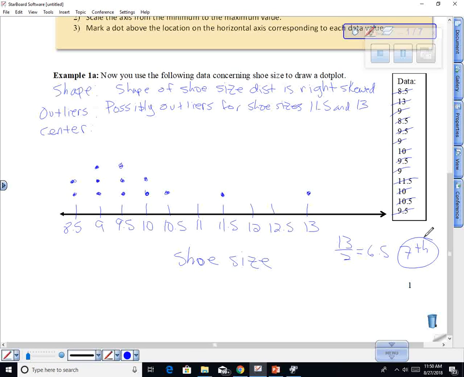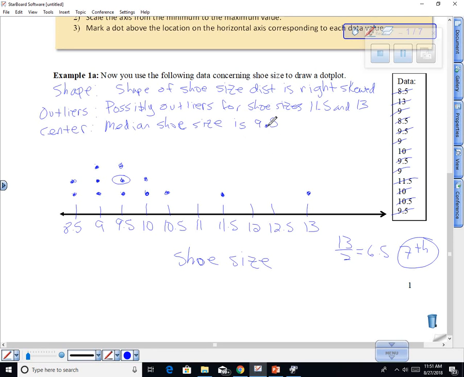Now if I had an even number, say 12, I'd divide by 2, I'd get 6, and I would average the 6th and 7th dots to find the center. We'll do a lot more of that in 1.3. But just for now, we know it's the 7th dot. So we start at the lowest end and count 1, 2, 3, 4, 5, 6, 7. And we can find that right there is our middle. So median shoe size is 9.5.